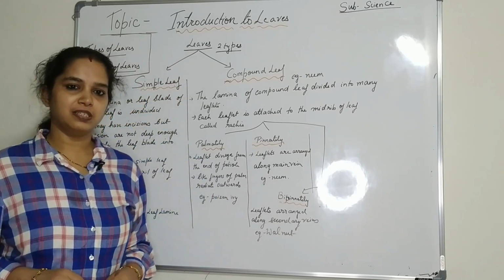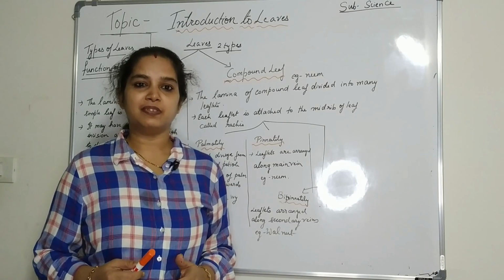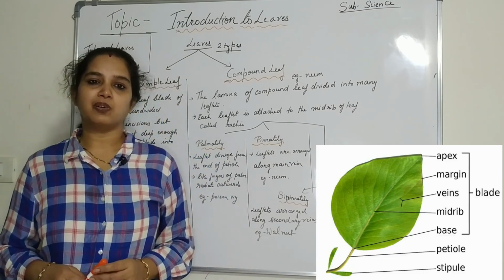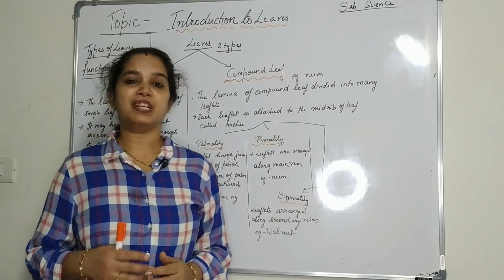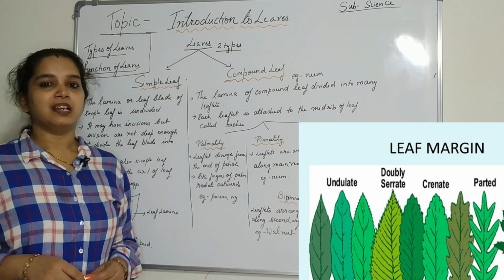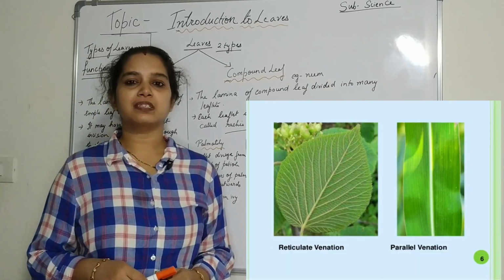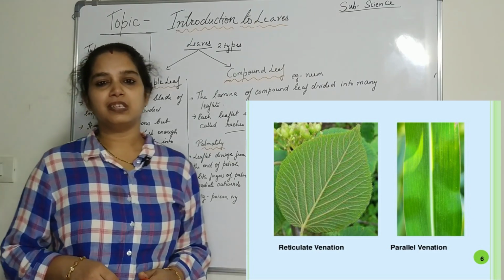Hello, my dear students. In our last chapter, we studied the parts of the leaf, the different shapes of the leaf, and the venation of the leaves, that is, reticulate venation and parallel venation. In today's video, we'll discuss the types of leaves and the function of the leaf. So what are the types of leaves?